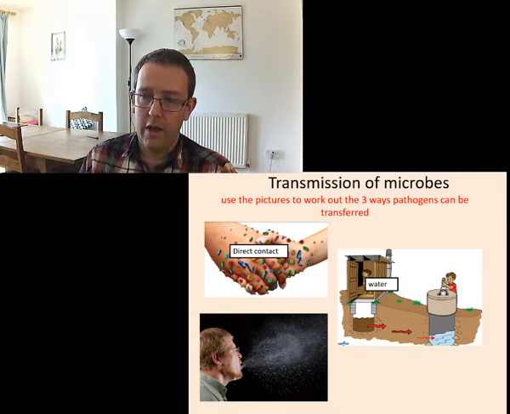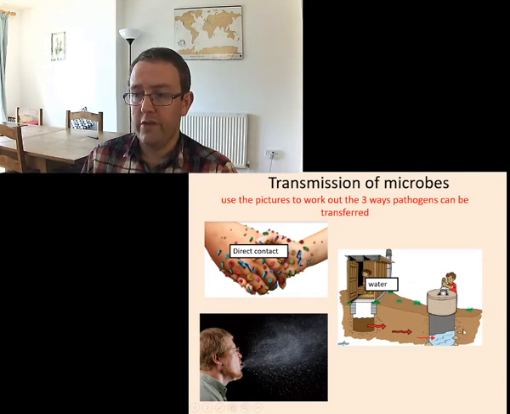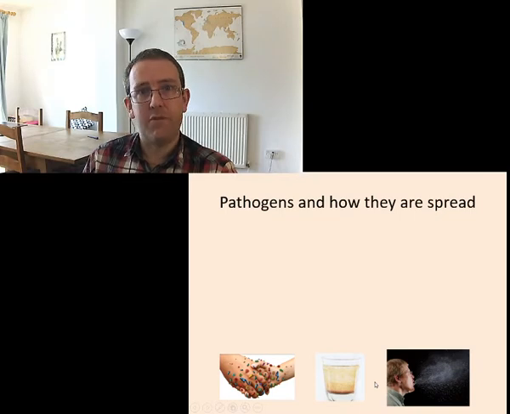You get transfer from what's called the fecal oral route to contaminated water. And then of course in this one we've got droplet infection, air. Okay, so airborne particles, which again is why you need to spend time distancing from people who are sick. So, how do pathogens spread?